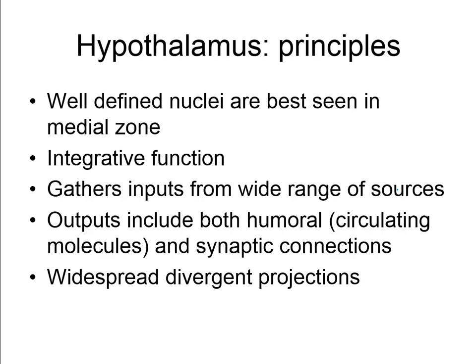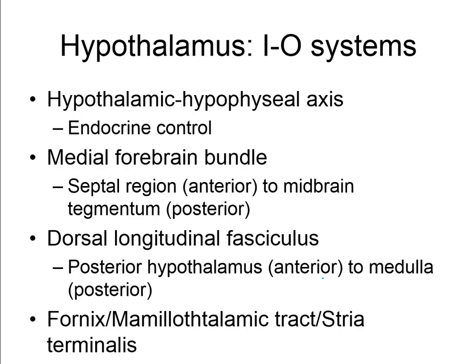So the principles, as I said, are really well-defined nuclei medially, a big mess laterally, an open area for neuroanatomy wannabes to explore. Unlikely you'll get your name attached to anything, but you might. It's really involved in what we think about as integrative function, gathering huge amounts of input onto very small numbers of cells in order to have output. So it's got a wide range of inputs. Its output is both synaptic, the way we normally think about neurons doing, as well as secreting circulating molecules. And the projections are incredibly wide. So it gathers a wide range and sends out a wide range.